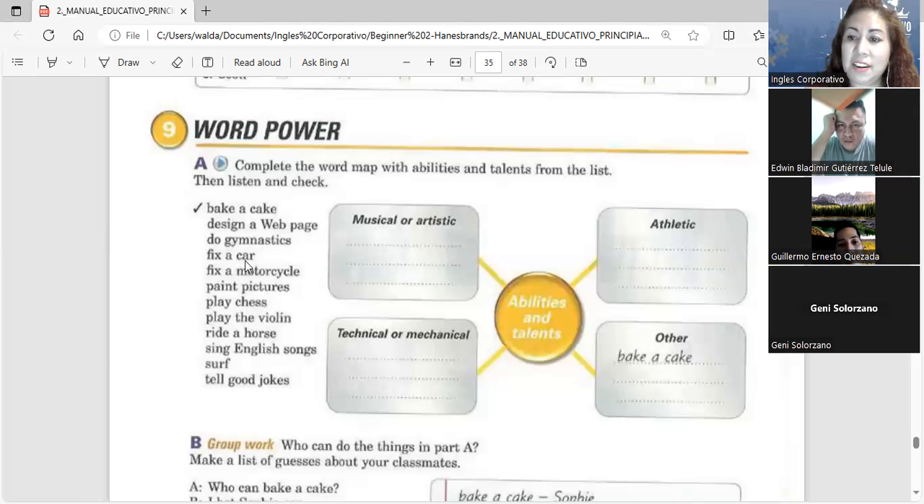Fix a car. Do you understand fix a car? Yes. What is fix a car? A mechanical. But fix a car, the verb, the activity, the ability. Arreglar un carro. So, can you fix a car? Sometimes. Okay, so sometimes. Some things. So you say, I can fix some things.